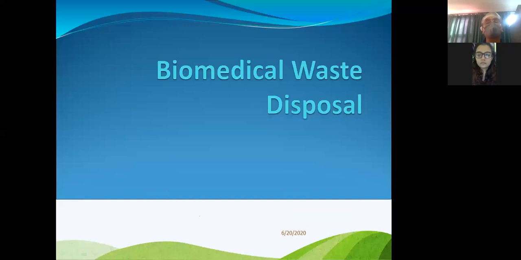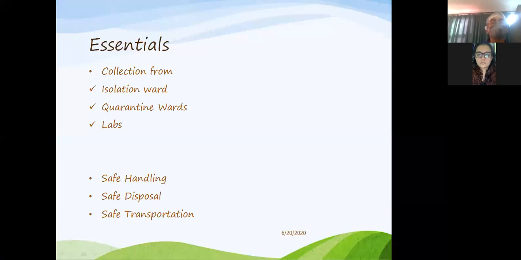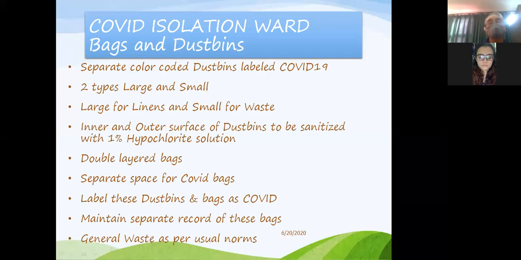For biomedical waste, disposal is very important, because the waste can come from the COVID ward, the isolation ward, the quarantine ward and the labs. So it is essential that we have safe handling of the waste, not only handling, but how to dispose of it, and third, how to transport it. Basically there are color-coded dustbins. All the dustbins used for COVID patients are yellow marked, and they are to be sanitized with sodium hypochlorite. All the waste collected from the COVID ward has to go in double layered bags. Double layered bags prevent any leakage, because if the inside bag gets torn, the outside bag can take care.